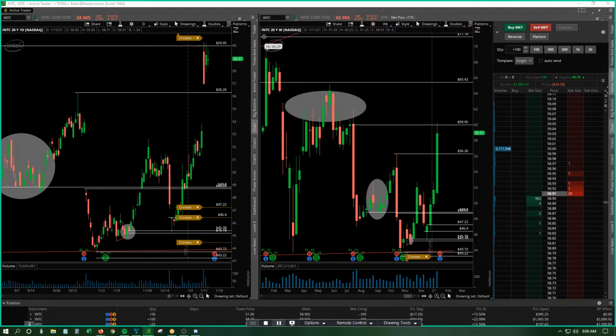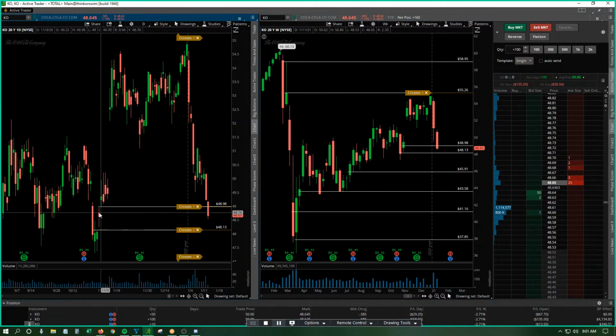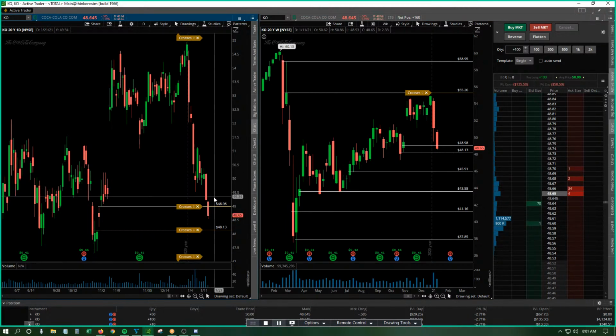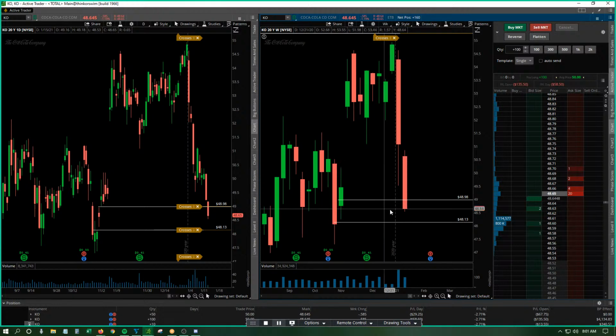He's staying up at these levels. After this gap up, he's still staying up here. Coca-Cola, yay. It just keeps moving lower. It filled its gap. We saw a little pop. Couldn't hold that and dropped a little bit lower into this level. Still within the weekly. So we're going to keep an eye on this guy.